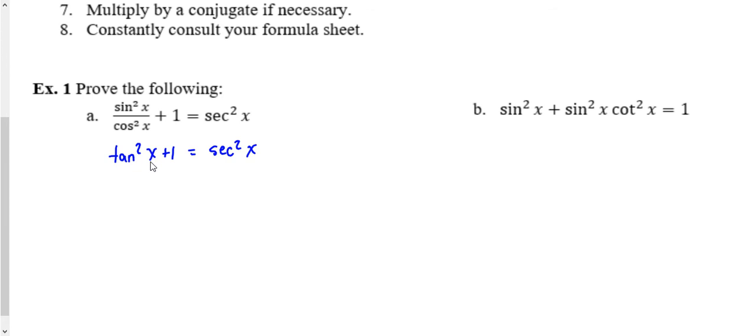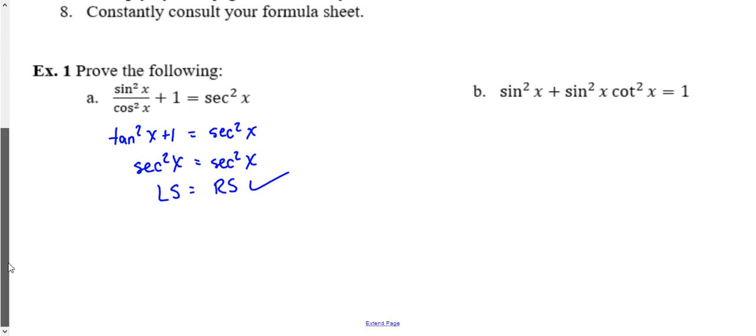It says 1 plus tan squared x equals secant squared x. So here I can rewrite this as secant squared x equals secant squared x. So here we built a left side that equals a right side, so our proof is complete. Could you have proved this a different way? Of course, you can prove this in a different manner.